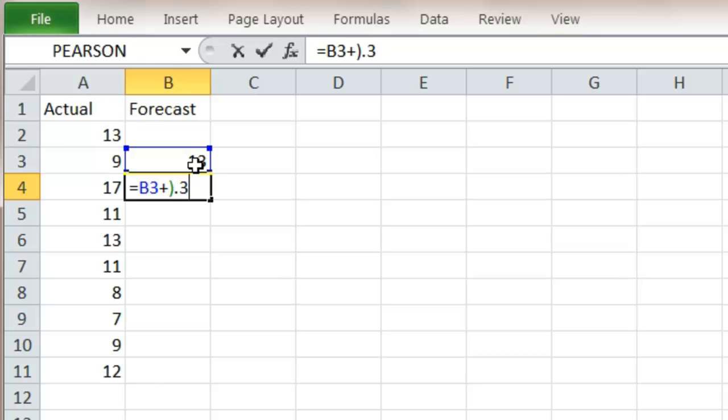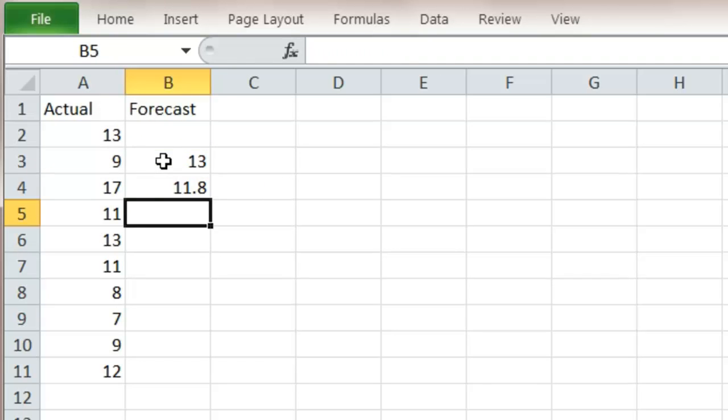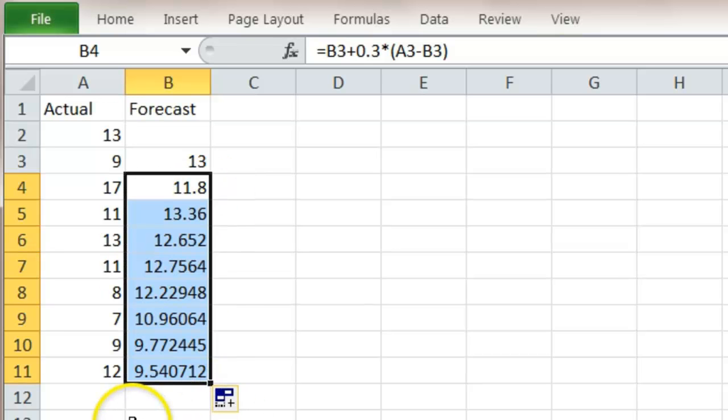Let's try 0.3 to start with. So we want 0.3 times how wrong we were, A3 minus what we actually got. And that gives us 11.8. Then we just do exactly the same by clicking and dragging all the way down. All the time we're adjusting for how wrong our forecast is compared with what we actually got. So we're sort of tracking the data, and of course what we're really interested in is the next one, because that will be our forecast for the next time.